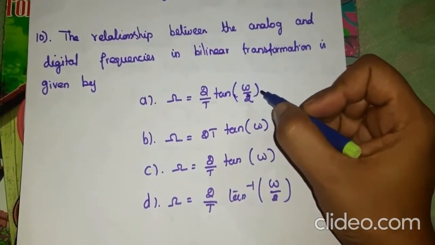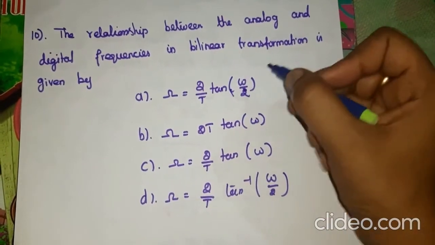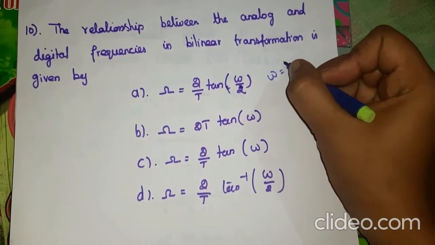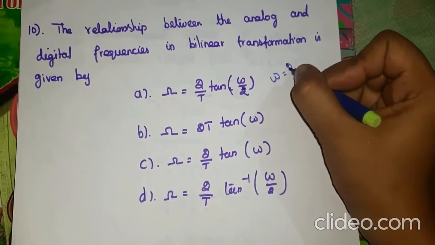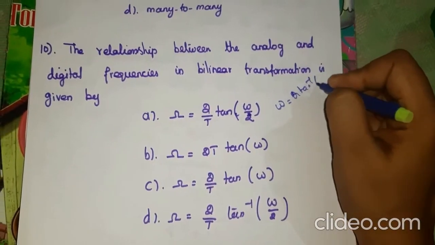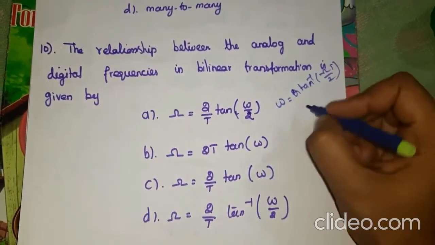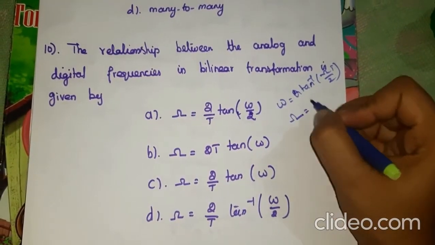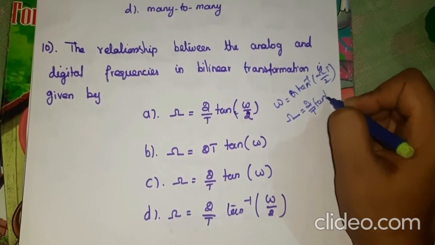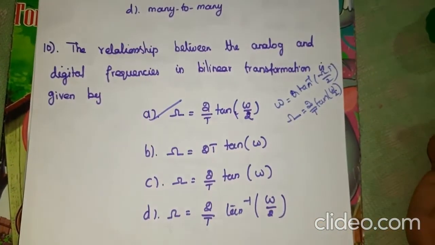10th question, the relationship between the analog and digital frequencies in bilinear transformation is given by omega equal to 2 by T tan omega by 2. The same question we solved previously, that is omega is equal to 2 into tan inverse of omega T divided by 2. So this is the formula, and similarly this is also equal to 2 by T tan of omega by 2. So this is the answer. So here the answer is A.